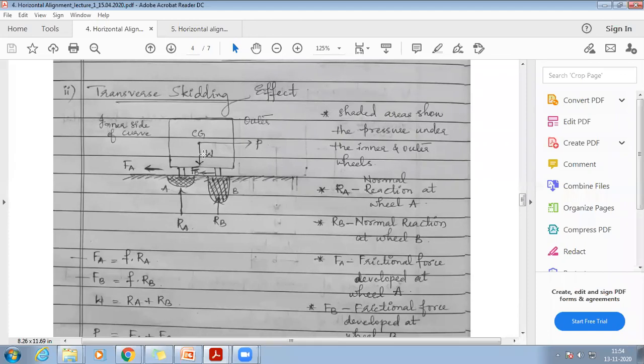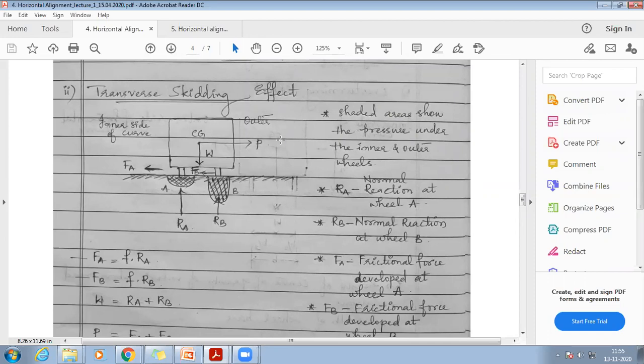So what happens when there is a transverse skidding happening? The vehicle tends to move outside the curve, right? That is mainly because of the centrifugal force. When the centrifugal force is pulling the vehicle towards outside, skidding also can happen. At the same time, overturning also can happen. So in this scenario we are going to discuss the skidding.